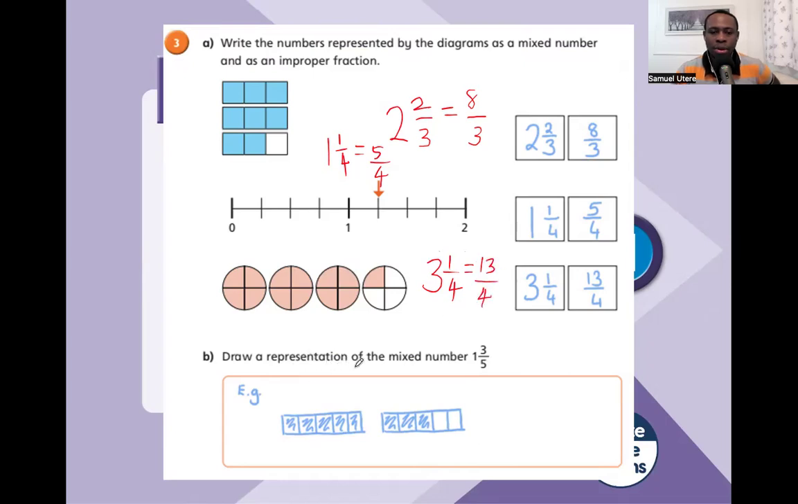Here, you're asked to draw a representation of the mixed number 1 3/5. You can simply have a shape that is divided into 5 equal parts, because you can see the denominator tells you the number of parts you must divide it into. And then you can shade all of the 5 parts, which represents this 1, and then shade only 3 out of the 5 parts, which represents this 3/5. So I'm sure you got these right and you're celebrating your success.